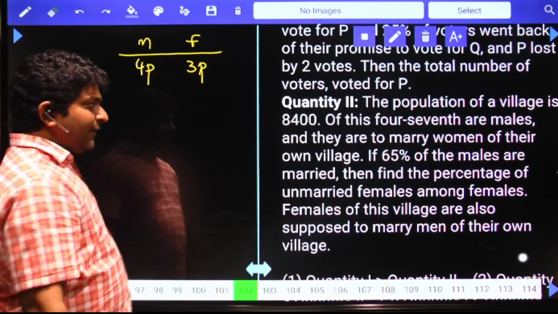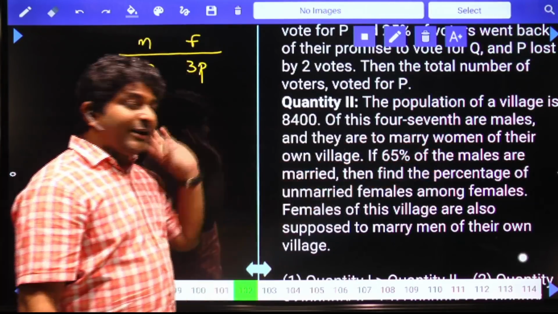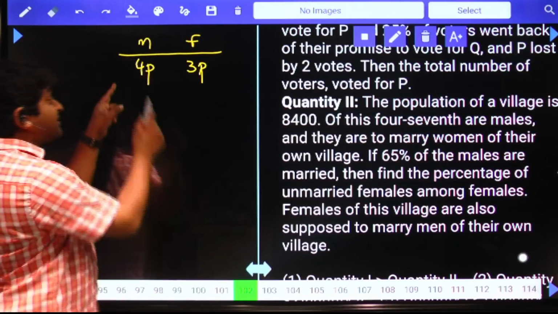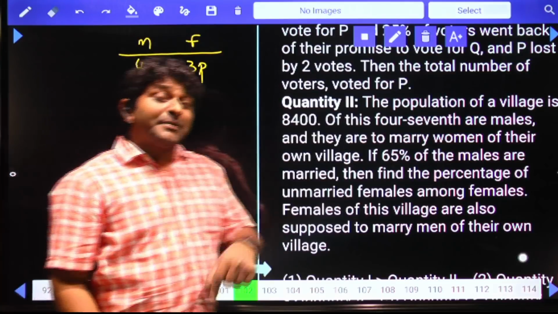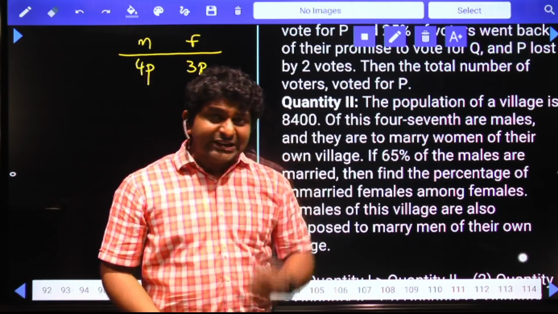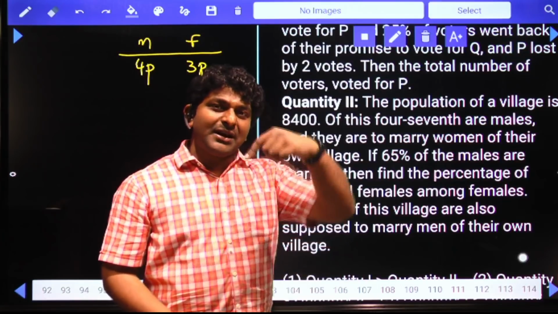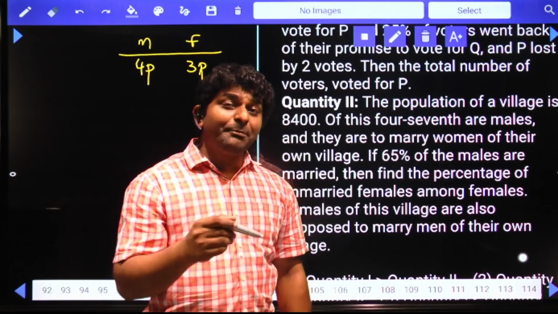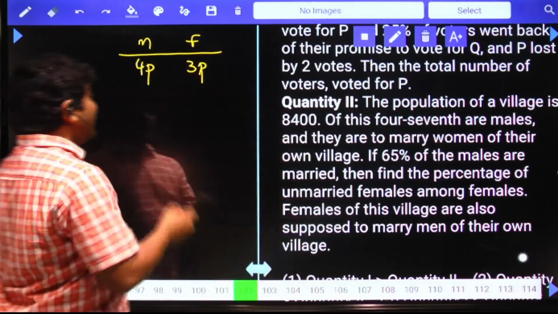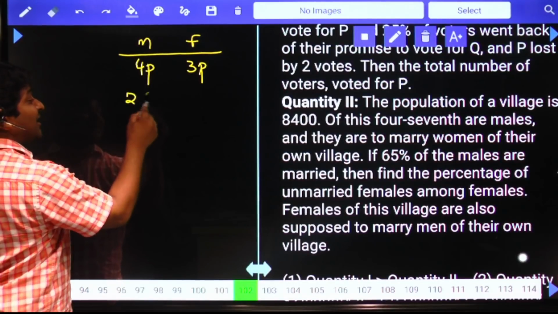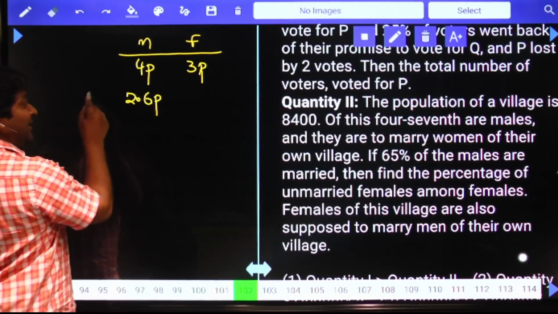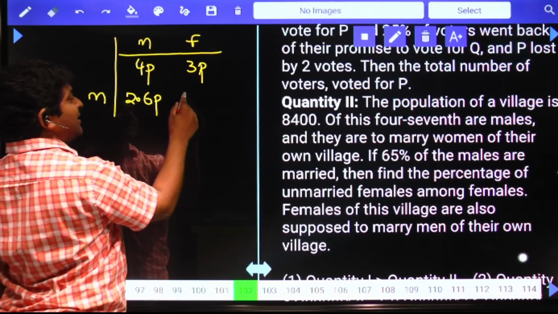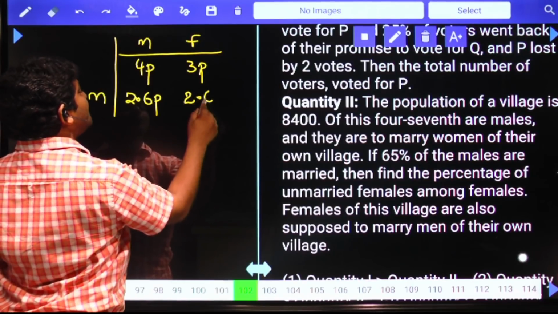Now, 65 percent of males are married. How many are married? Let's calculate. 65 percent of 4 or 4 percent of 65, one and the same. 4 percent is easier to calculate. 1% of 65 is 0.65. Double, 1.3. Again double, 2.6. If 2.6 parts of males are married, then as males from the village need to marry only females from the same village, that will be equal to 2.6 parts only.